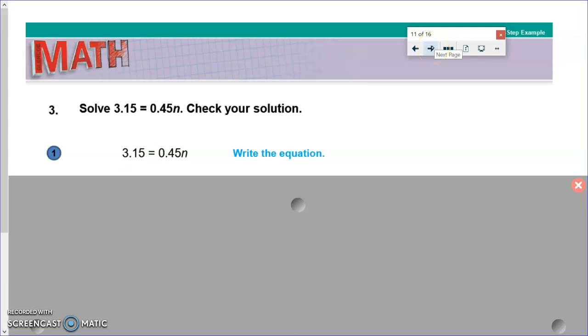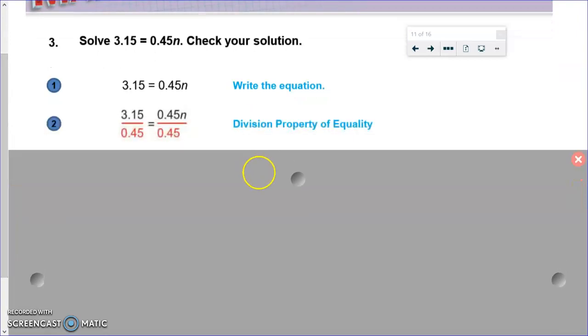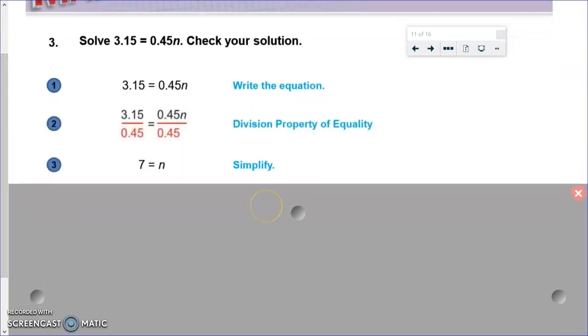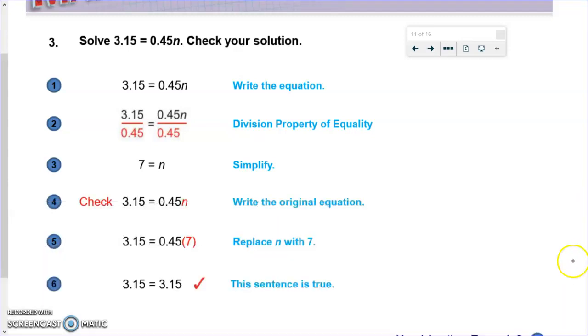Another type of rational coefficient is a decimal. Now, with our decimals, we can proceed with our regular inverse operations. So in this case, my 0.45 is trying to multiply my n. So to isolate my n, we can actually divide. And when we divide on both sides, we'll get 7. And just like our other problems, we can take that solution, plug it back in for our variable, and simplify to see if it is correct.